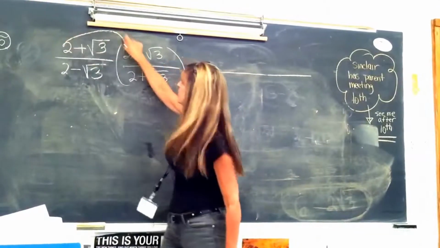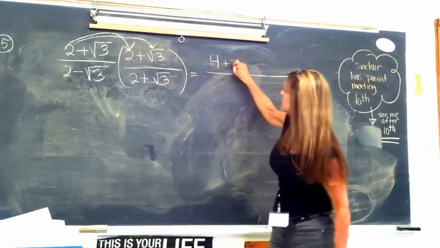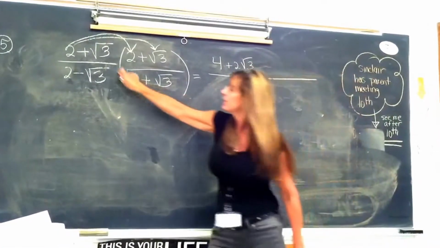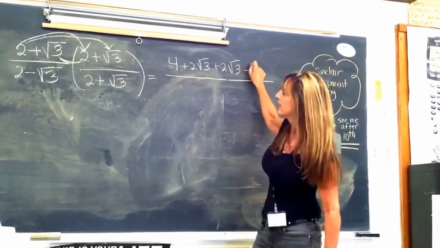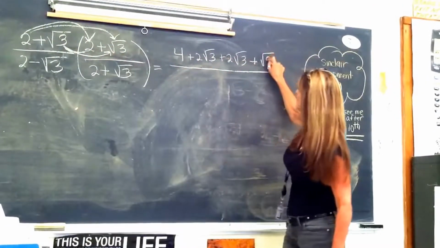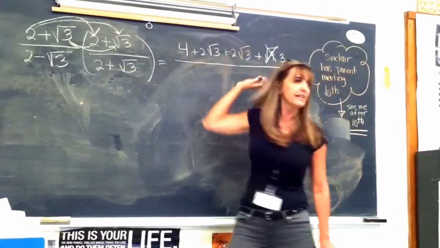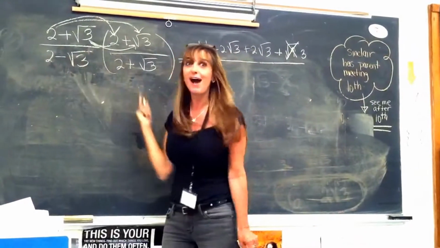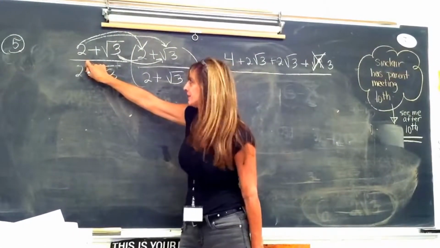Ready, set, go. 2 times 2 is 4. 2 times rad 3 is 2 rad 3. 2 times rad 3 again, 2 rad 3. And rad 3 times rad 3 is rad 9, which is really 3. I'm going to clean that up in a second. On the bottom, conjugates are faster because I only have to multiply the first and the last.